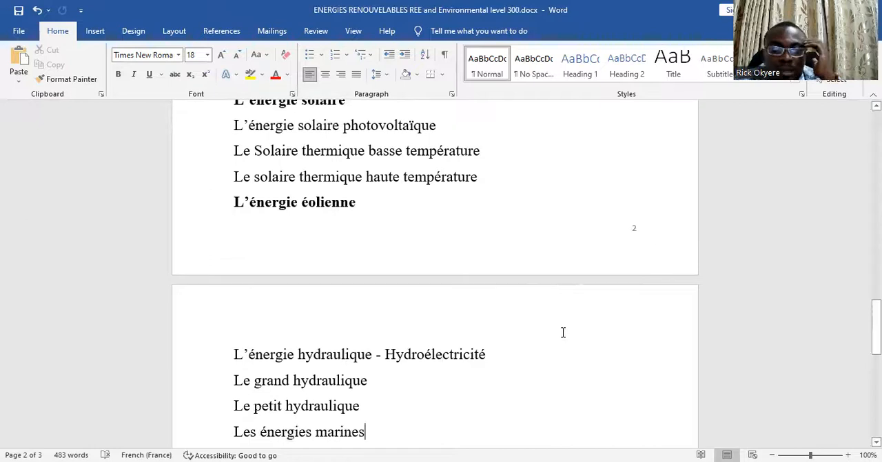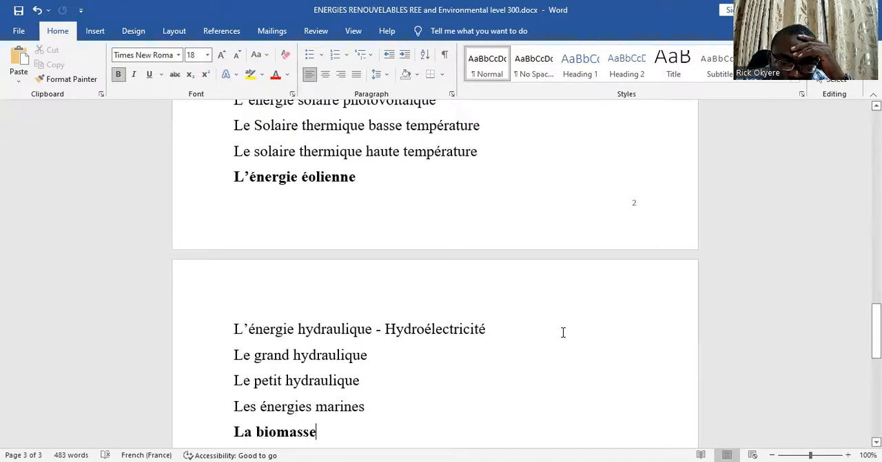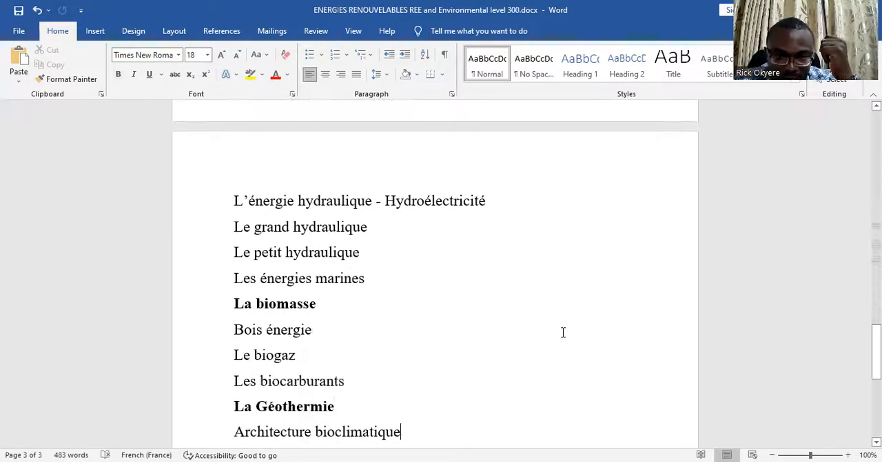And I also have l'énergie éolienne, the wind energy. We have hydraulic energy, grand hydraulique, big hydraulics, petit hydraulique, and so on and so forth. We also have marine energy. And then finally, we have la biomasse. We have énergie de bois, that is wood energy, le biogaz, biogas, le biocarburant, okay, biofuels, and so on and so forth.